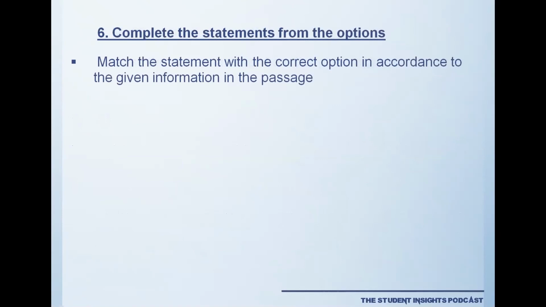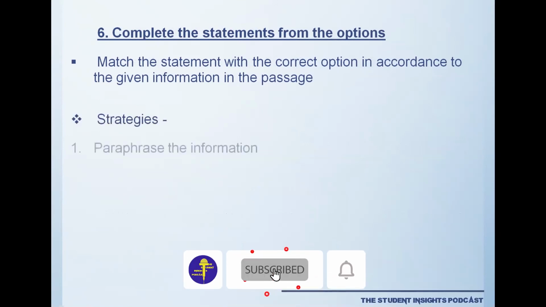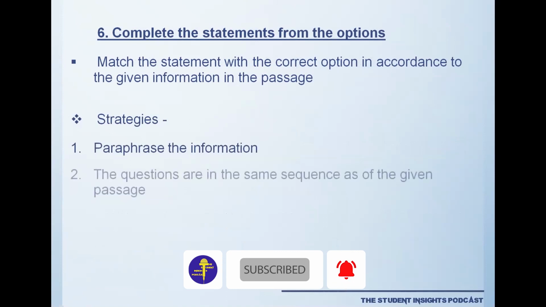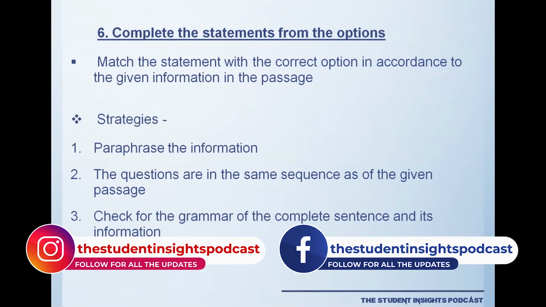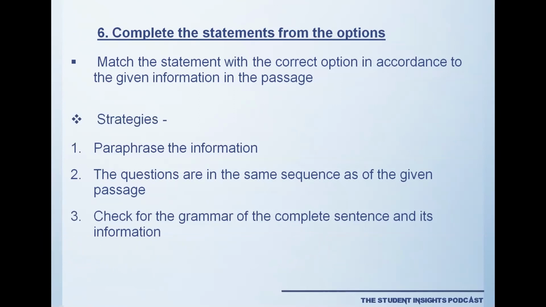The sixth one is complete the statements from the options, in which you have to match the statements with the correct option in accordance to the given information in the passage. So again, paraphrase the information, kind of match the statement. So say X was doing Y because the option is C. So you have to look in the passage, what is this exact statement first in the passage, understand the statement, then what does the statement mean, what does it say, then look at the options and then match.